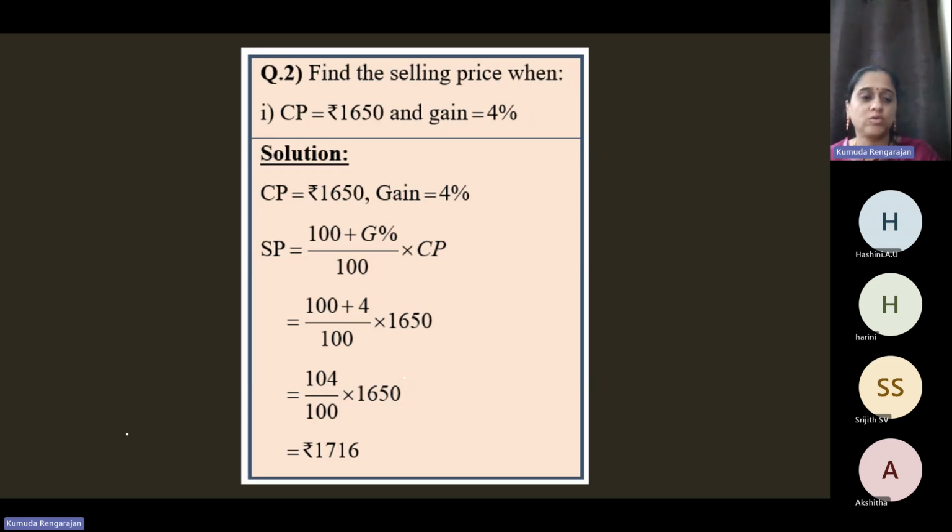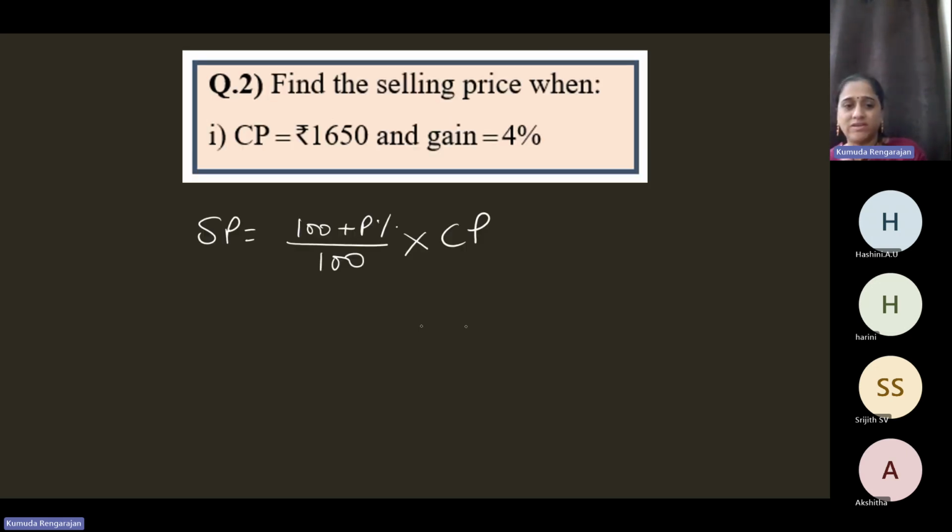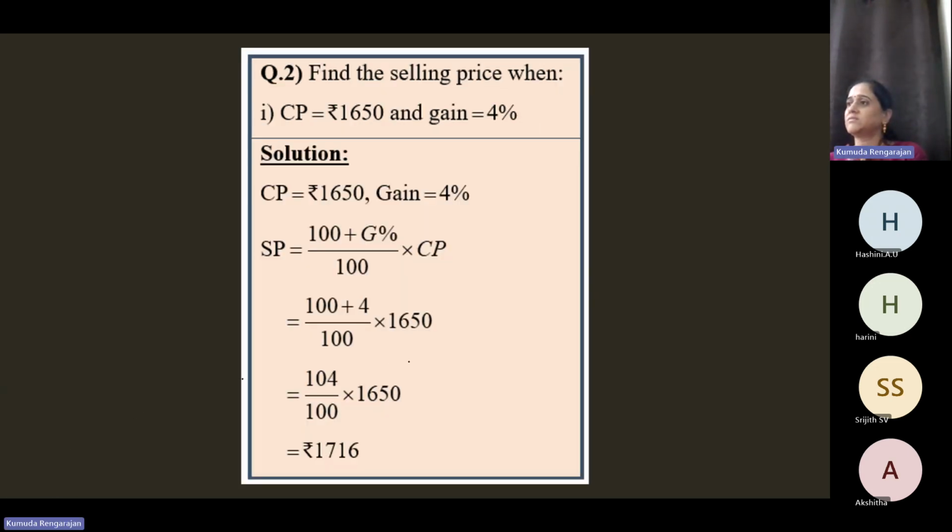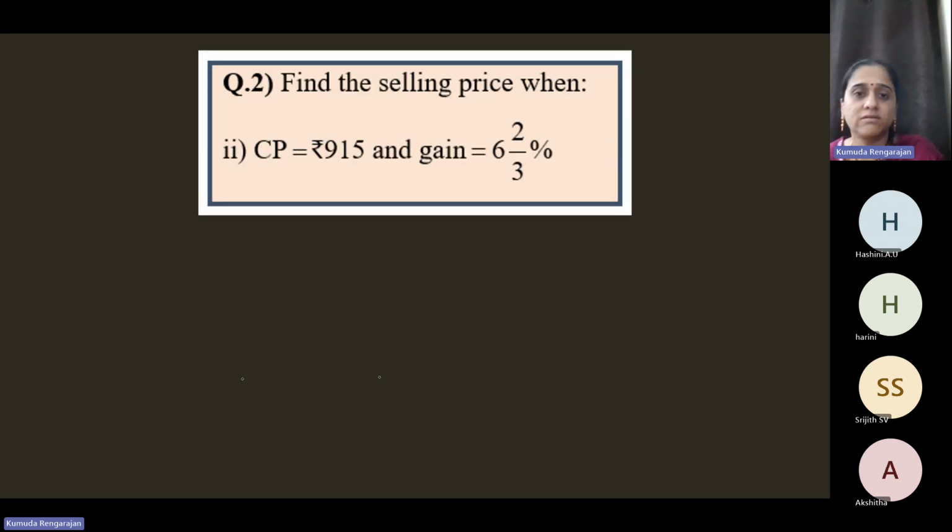So you can see the substitution here. 100 plus 4 by 100 into this, cancel and get the answer. Isn't that simple? You can do this as homework, right? That's why I don't want you to write it here in the class. Is this fine? Yes, ma'am. Any questions, Srikanth? All right.